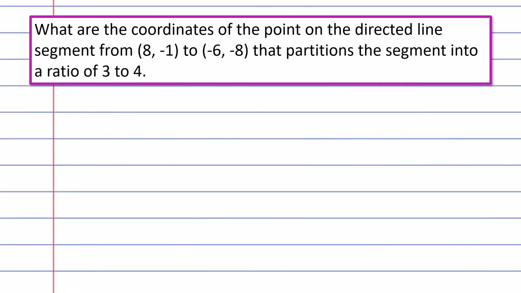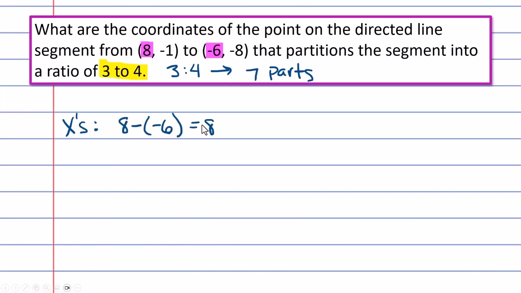We're going to do the same thing. We have a directed line segment that's going to go from 8, -1 to -6, -8. And we're going to partition this into a ratio of 3 to 4. So that means we are looking for 7 parts. Let's do the x's first. We're going to go from 8 to -6. If you want to know the distance between two numbers, you subtract. 8 minus a -6 is the double negative changes to a plus, so we end up with 14. I need 7 parts, so I'm going to take that 14 and divide it by 7, and I get 2.